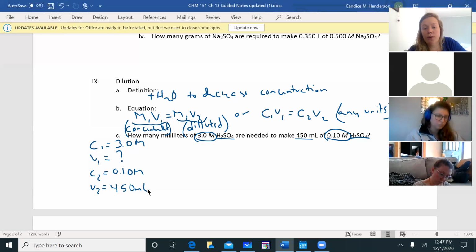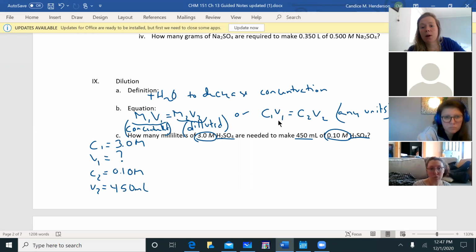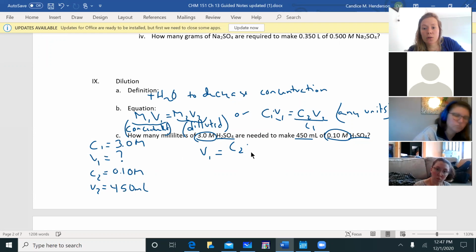Now I don't have to convert out of milliliters. I can keep it in milliliters, and I'm just going to plug it into the equation. If I want to solve for V1, I need to get C1 over here. So it's a multiplier on this side, so it does the opposite on this side. So C1 will sit on the bottom there. So V1 is going to equal my C2 V2 over C1. When we plug that in, put your 2's on the top.